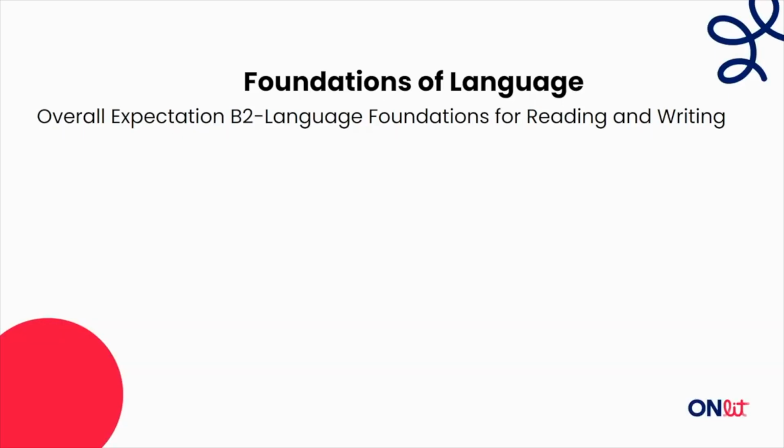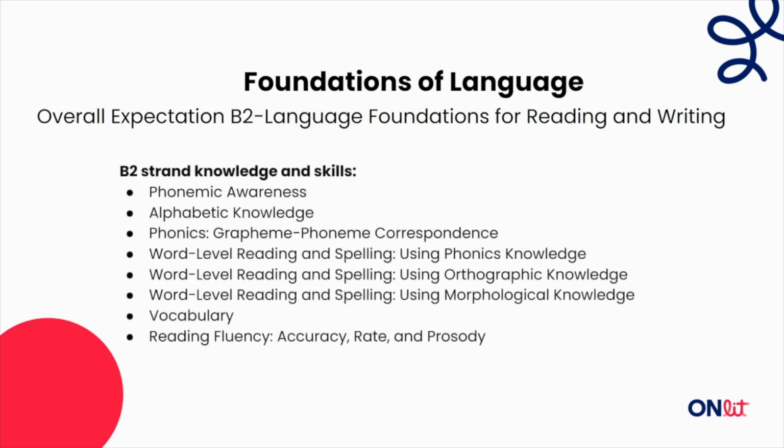So what are the specific knowledge and skills of the B2 strand? In the language foundations for reading and writing, we have skills related to phonemic awareness, alphabetic knowledge, phonics, grapheme-phoneme correspondence, word-level reading and spelling using phonics knowledge, using orthographic knowledge, and using morphological knowledge, vocabulary, as well as reading fluency, accuracy, rate, and prosody.